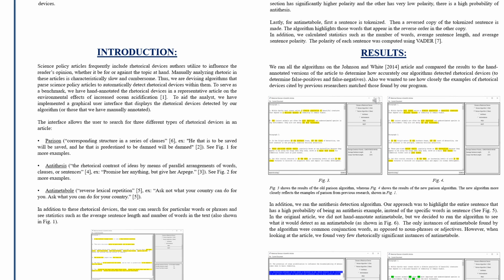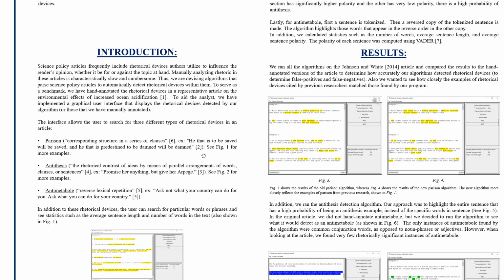And we wanted a way to algorithmically determine where these rhetorical devices were in the article, because if you have to do it by hand, it's very slow and cumbersome to find them. So, using an ocean acidification article by Johnson and White, we went through and hand-annotated three different types of rhetorical devices that we wanted to research, these being parison, antithesis, and anti-metaboly. In addition to all this, we also created a helpful graphical user interface for the user so they could see where these were highlighted. Okay, so what are these devices?